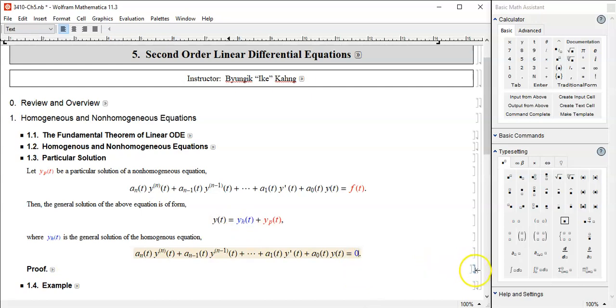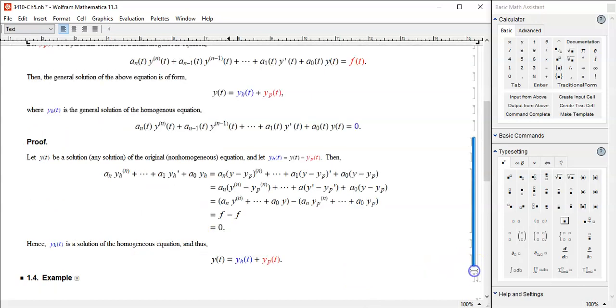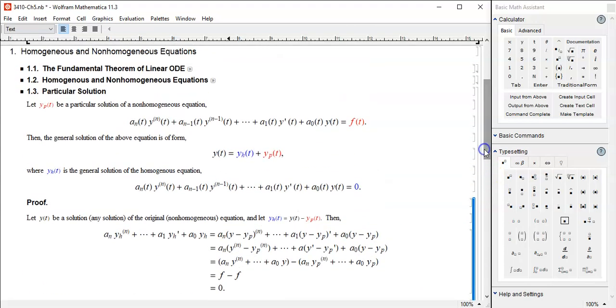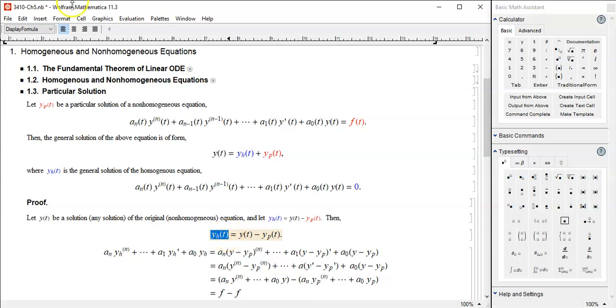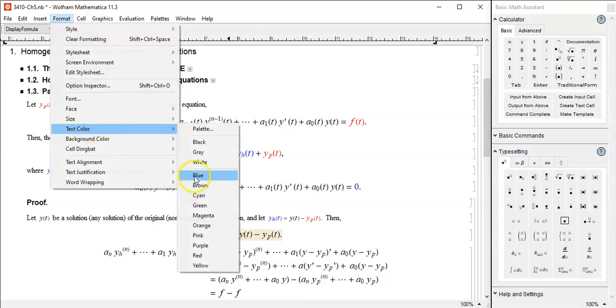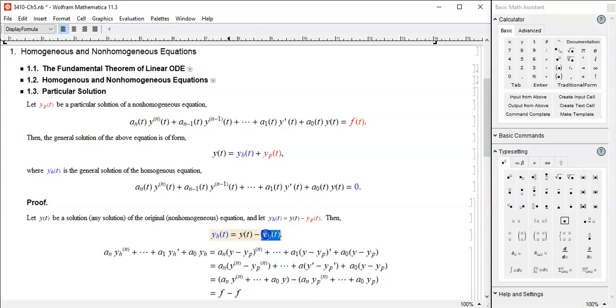By the way, here's a proof. Let's suppose y is any solution, and then define y_h of t as that y of t, which we started off with, minus y_p, the particular solution. Define it like this, okay? And let's do the color coding, blue, and then this is red.